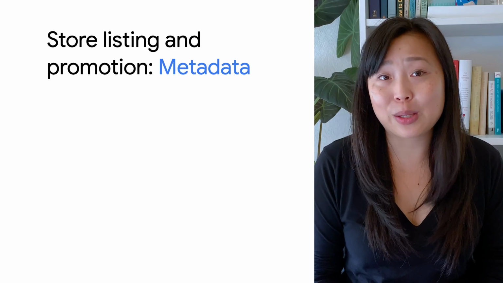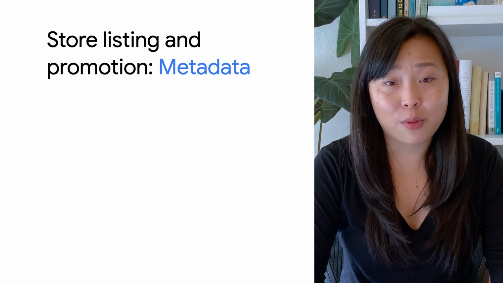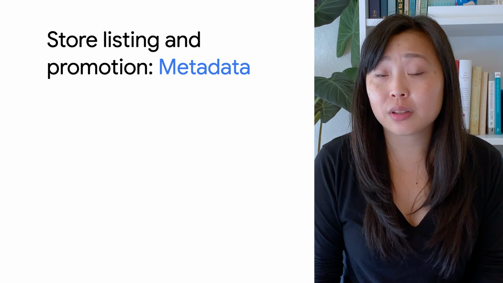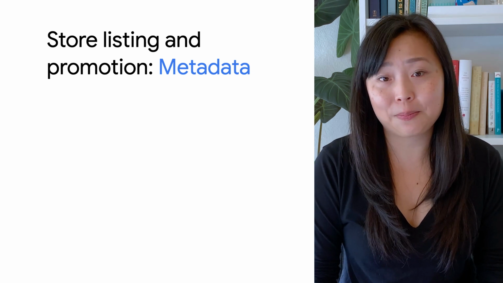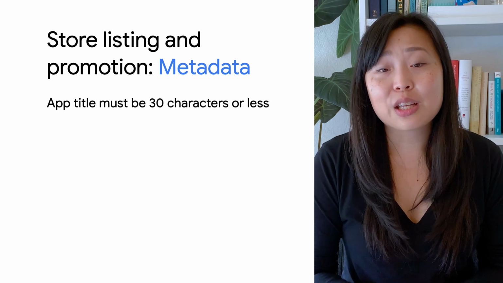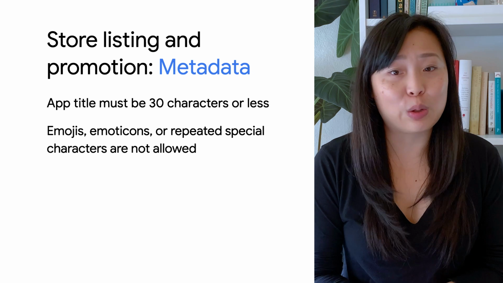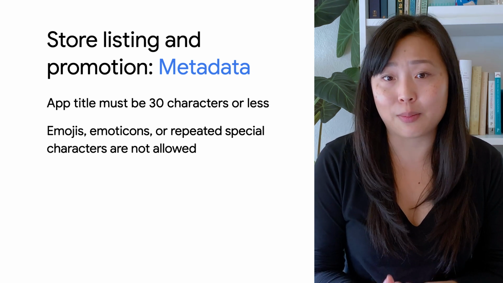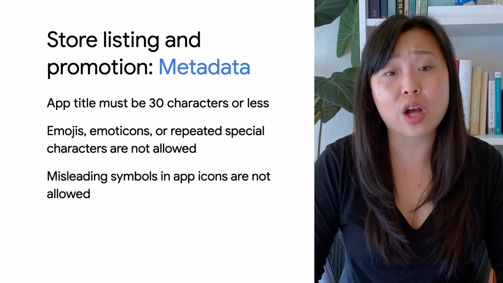And now, let's talk about store listing and promotions. Your app title, icon, and developer name are all essential for users when they decide what to download. We're updating this policy to increase trust across the ecosystem. First, your app title must be 30 characters or less. Second, don't use emojis, emoticons, or repeated special characters in your metadata elements. Third, misleading symbols in app icons are not allowed.